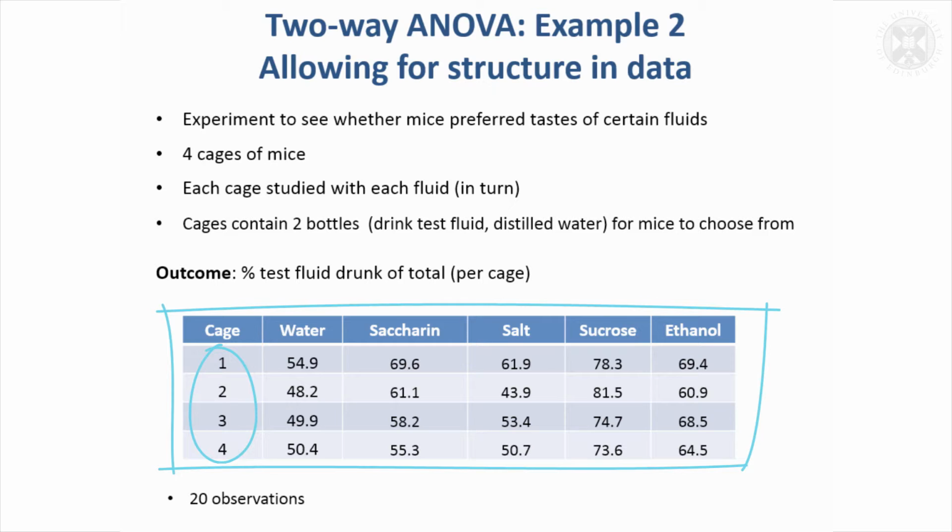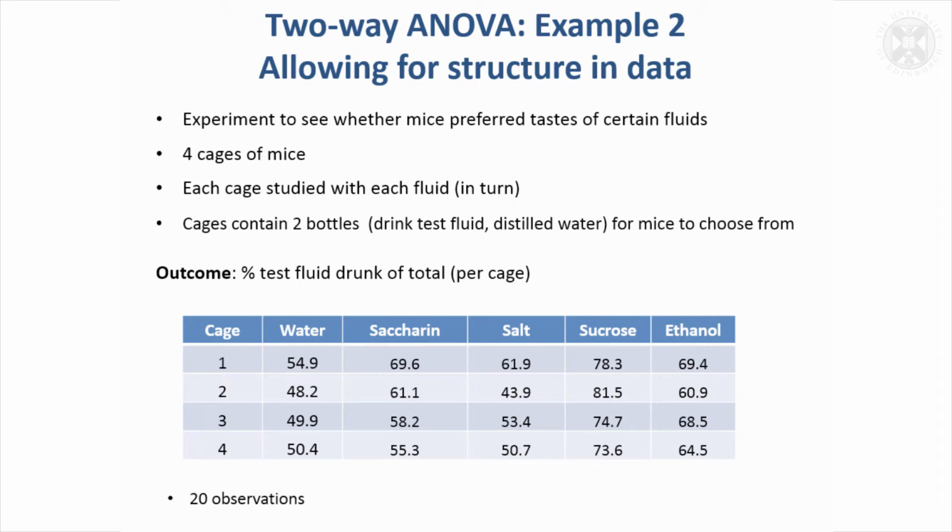So you've got sets of mice in four different cages, and the same mice stay in the same cages throughout the experiment. So you might expect there to be some correlation in the results for cage 1 and for cage 2, because it's the same group of mice in each cage. So this is the proportion of the test fluid drunk when they're given a choice of a test fluid and water in each cage. And of course, the water is really a control. You'd expect that to be close to 50% because they've just got 2 bottles of water in that cage.